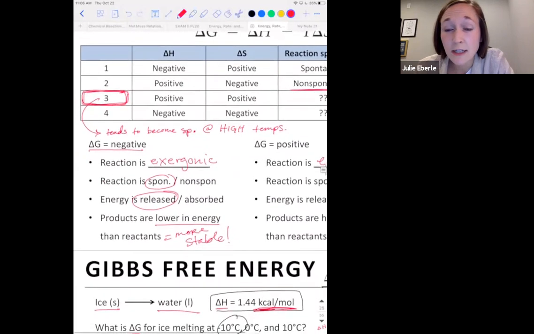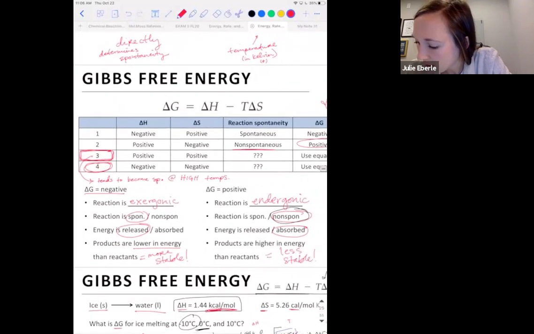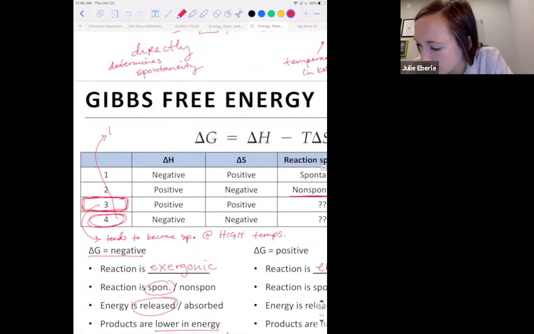Now row 4 is just the exact opposite. When you have both a negative delta H and a negative delta S, those types of reactions will tend to be favorable, or spontaneous, at lower temperatures. I don't really have a whole lot of room to write that, so I'm going to draw my arrow up here. Write it more clearly on your sheet, however works best: tend to be spontaneous, SP, at lower temps.